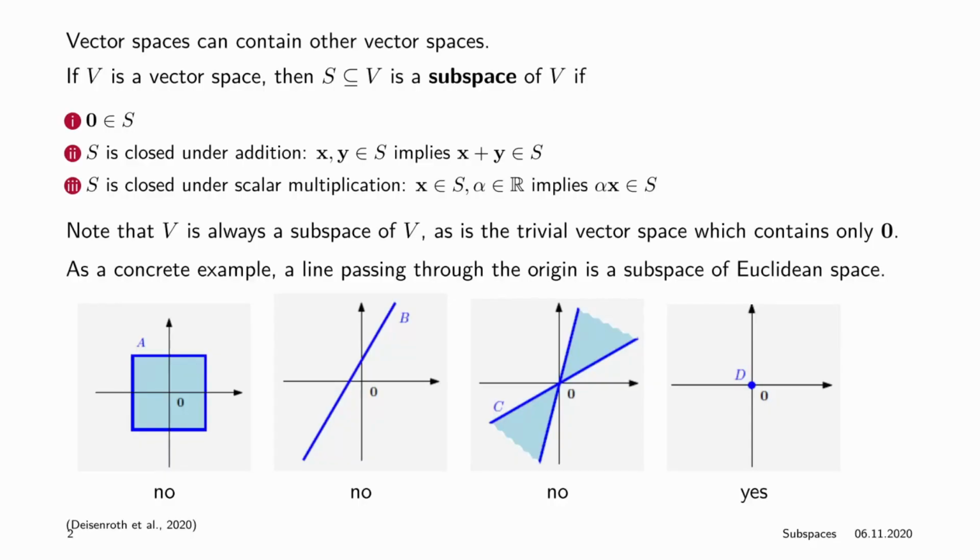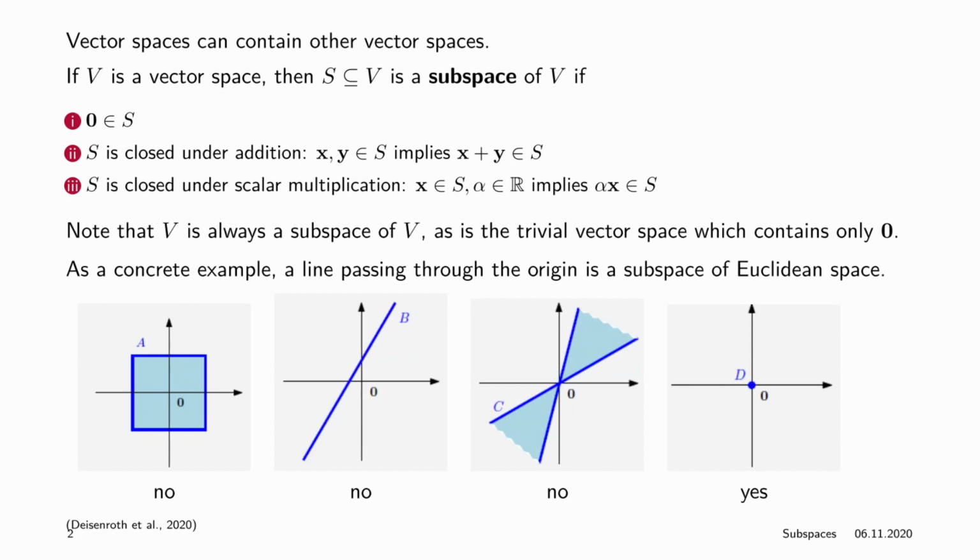We already said last time that vector spaces can contain other spaces. If V is a vector space, then S is a subspace of V if it fulfills three properties. The first one is that the zero element, the null element, is an element of the subspace. Then that it is closed under addition. That means that if we take any two vectors x and y, then their sum also needs to be in the subspace. And third, it needs to be closed under scalar multiplications.